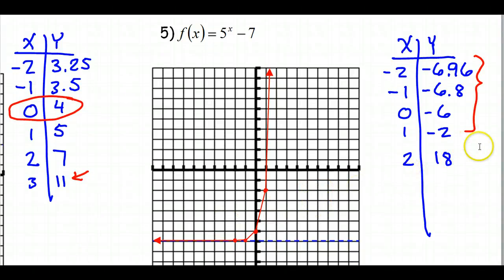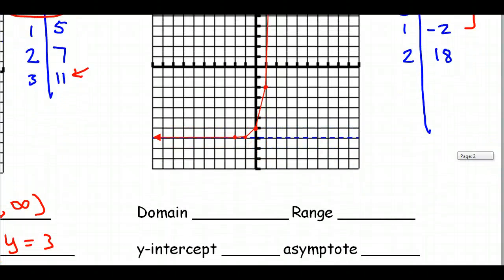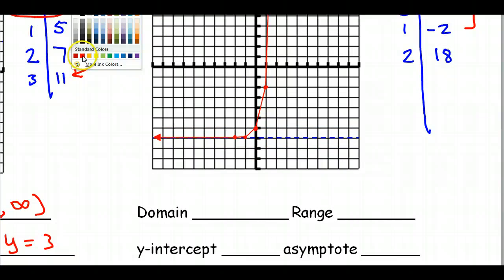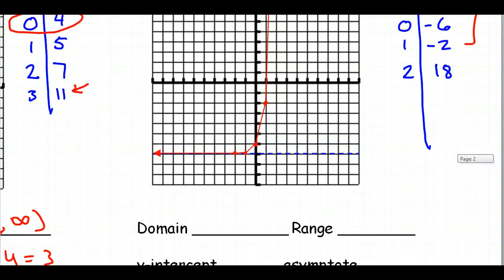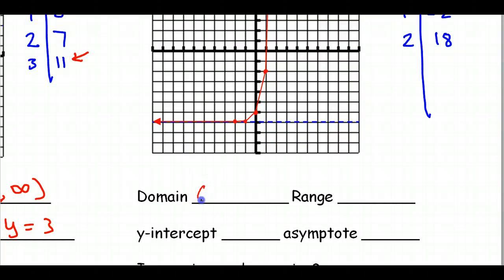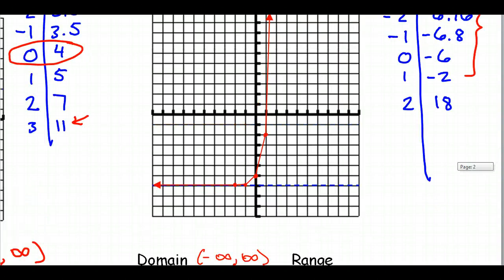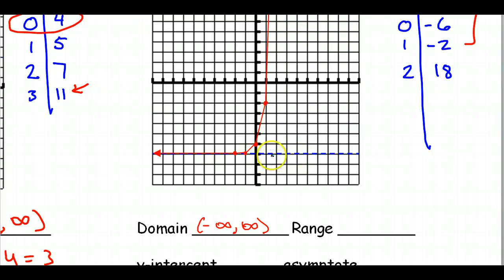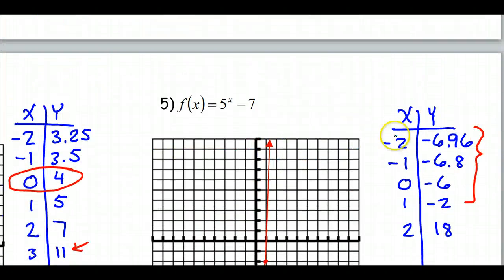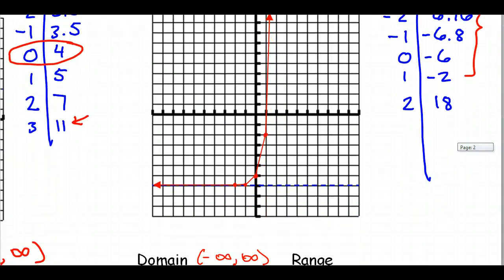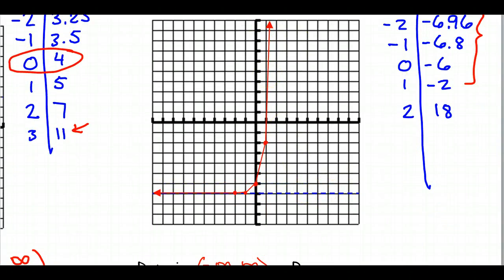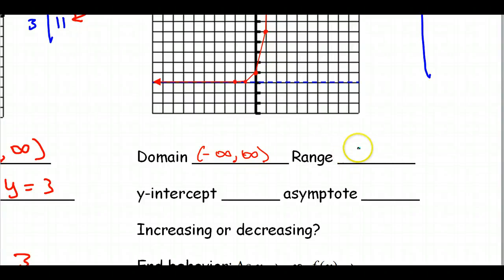Alright, let's answer the little questions at the bottom here. Domain, range, all that good stuff. Of course, the domain will be negative infinity to positive infinity, as all exponential functions have. The range, bottom to top, this floor down here is this asymptote, which was at -7, of course. So this is doing -7 to positive infinity. So that's the range, -7 to infinity in that order.